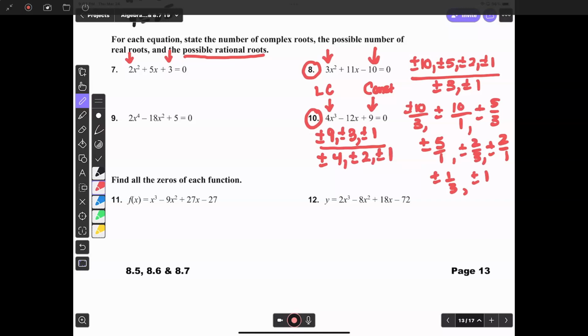So now what I need to do is go ahead and start dividing. So I have plus or minus 9 over 1, plus or minus 9 over 2, I forgot 4, plus or minus 9 over 4. The next one is plus or minus 3 over 4, plus or minus 3 over 2, plus or minus 3. And then the last set is the 1, so it's going to be plus or minus 1 over 4, plus or minus 1 over 2, plus or minus 1.